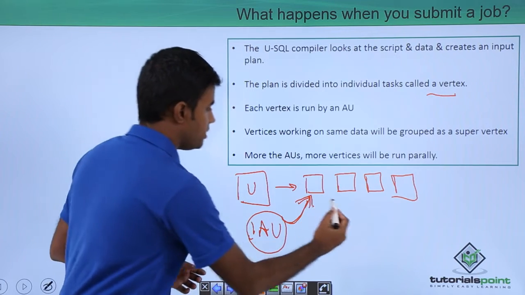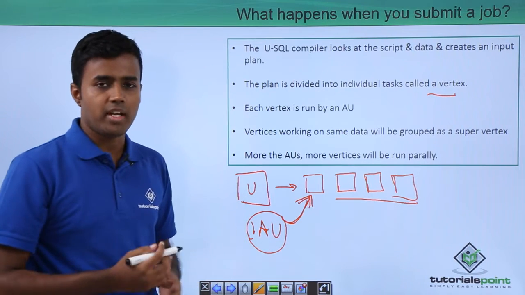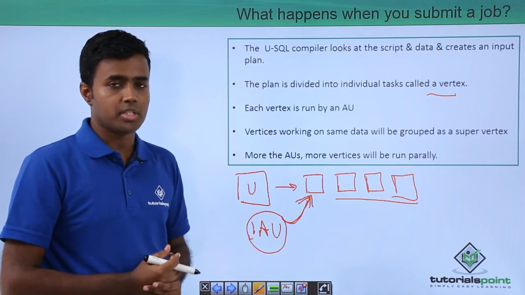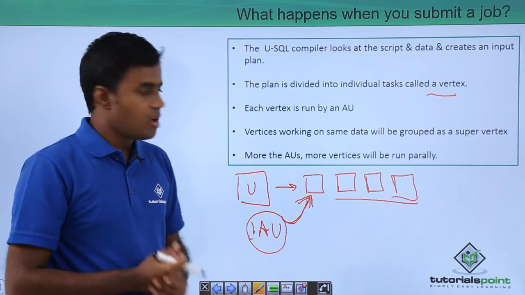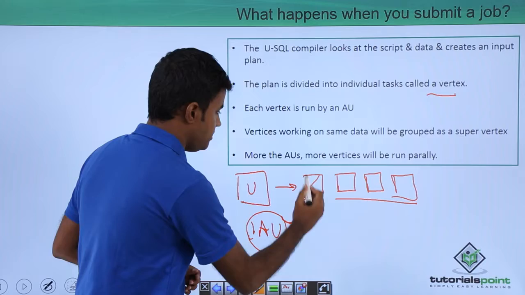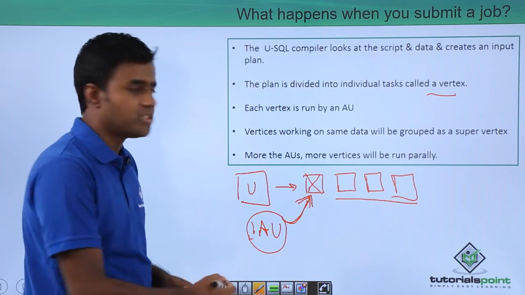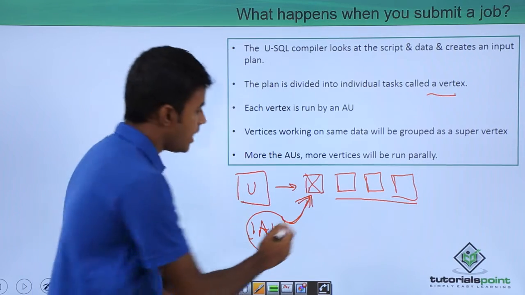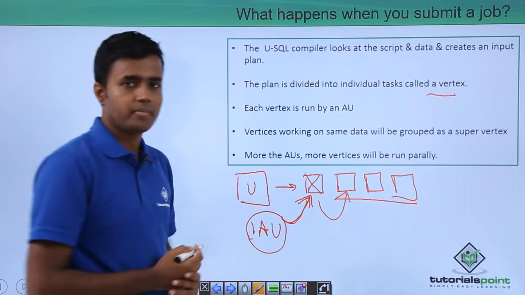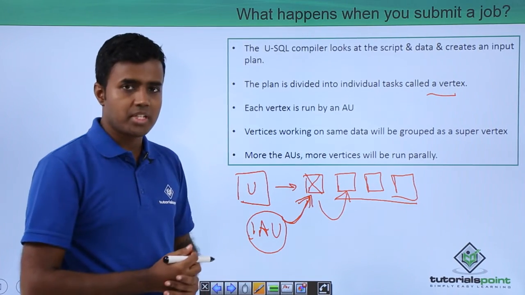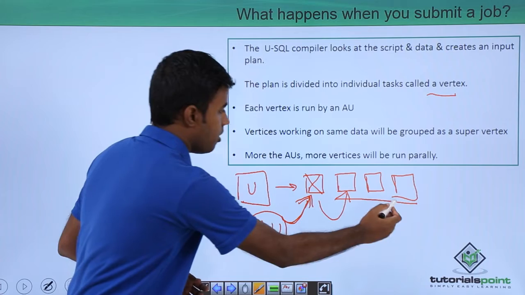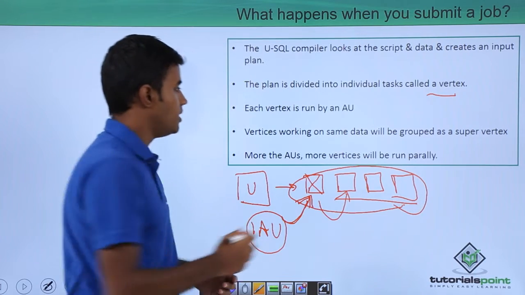When this is executing, the other 3 have to wait because there are no more resources for the other 3 vertices. Once this vertex is done, then that analytic unit is released from this vertex and assigned to the next vertex. In the same way, the job proceeds and it ends when all the different vertices have been executed.